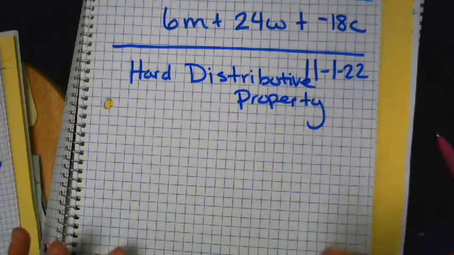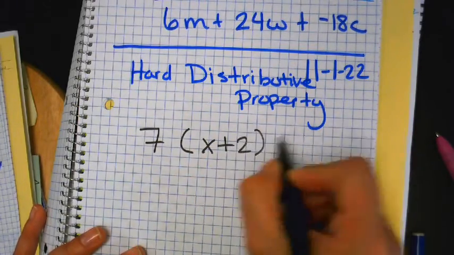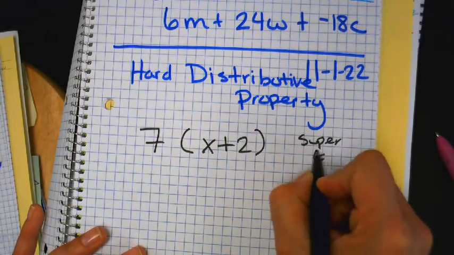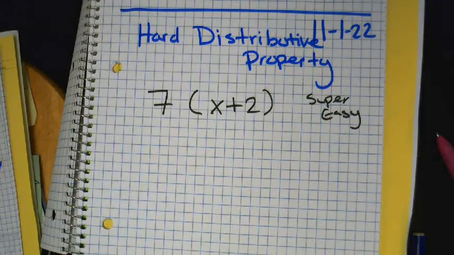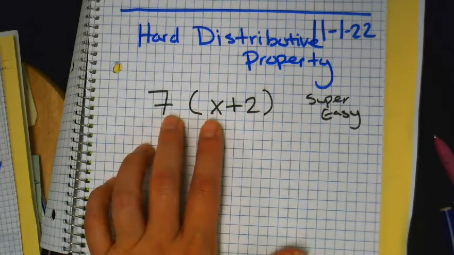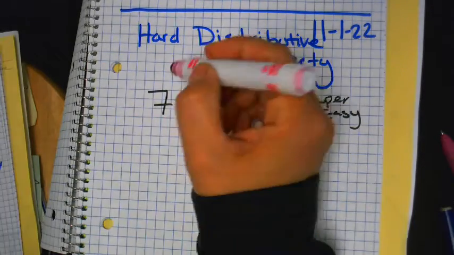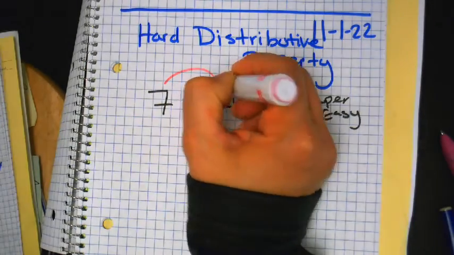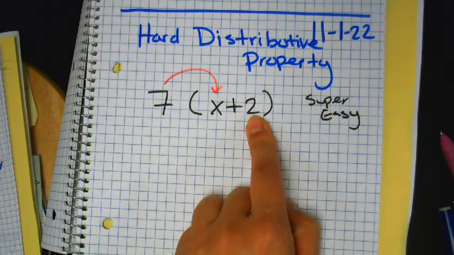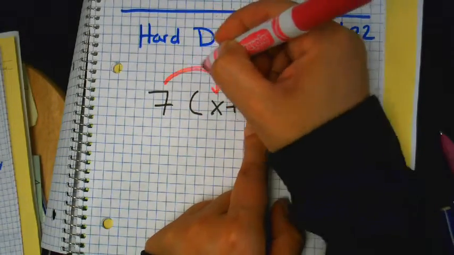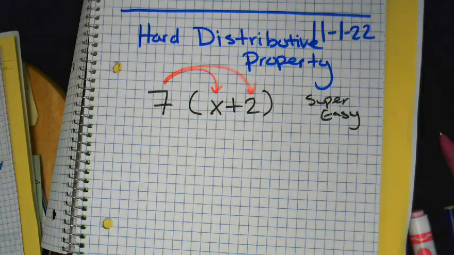The super easy one: 7 parentheses x plus 2. So this is a super easy level. Kind of like yesterday when I said, it's like trick-or-treating, right? I knock on the door. What number am I going to get in candy? 7. I'm going to give 7 to this guy. Now, does my friend in the back also get candy or not? Yes. But what do kids always forget to do? Give candy to the back. Don't be that kid.